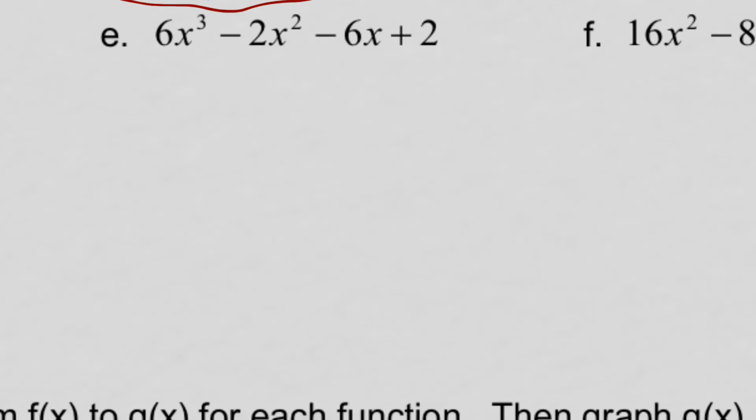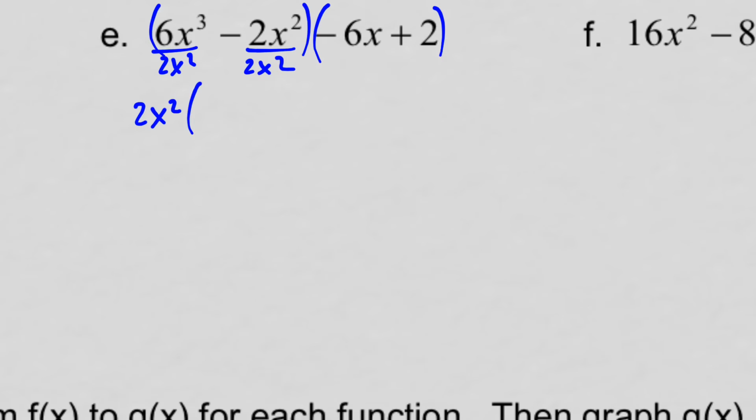Let's look at E. 6x cubed minus 2x squared minus 6x plus 2. I see 4 terms, and when I see 4 terms, the first thing that comes to my mind is factoring by grouping. So I'm going to group these two together and these two together to see if that works. So for the first pair, what goes into both of them? 2x squared. Right, so factor out 2x squared, and you're going to get 3x minus 1.